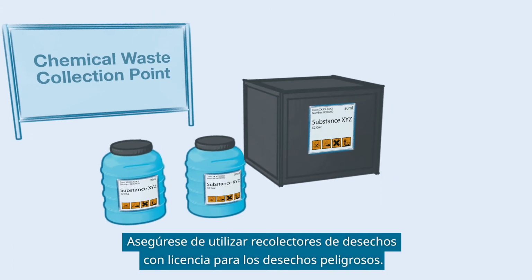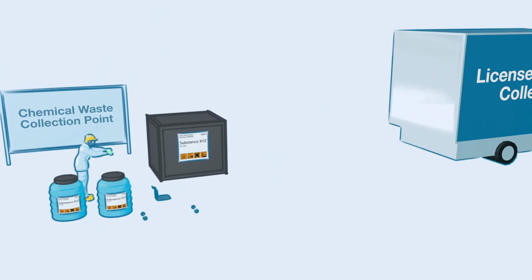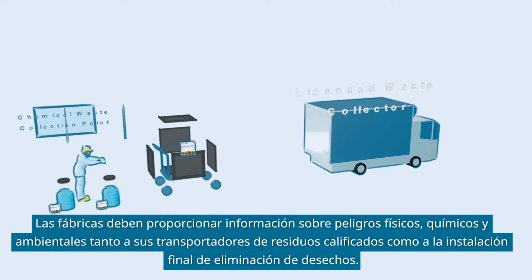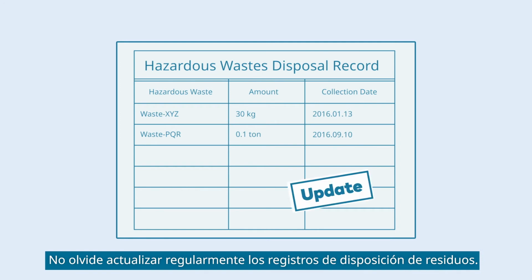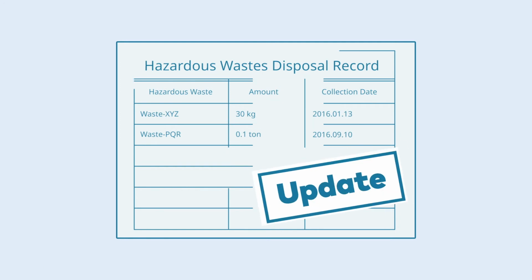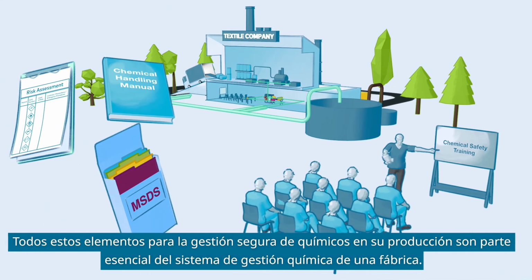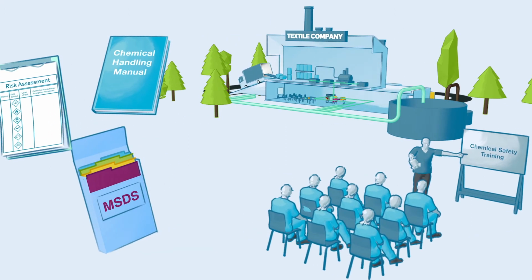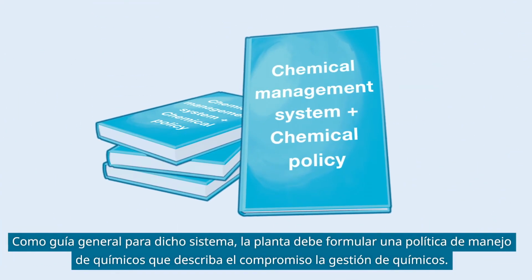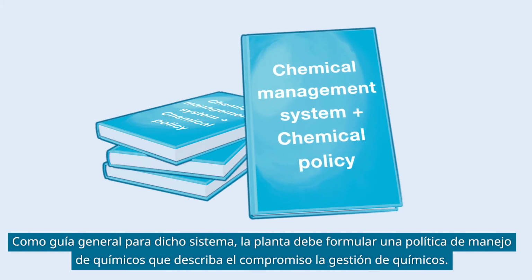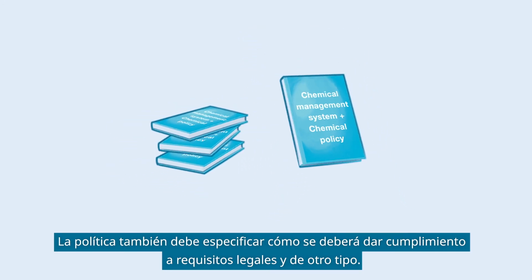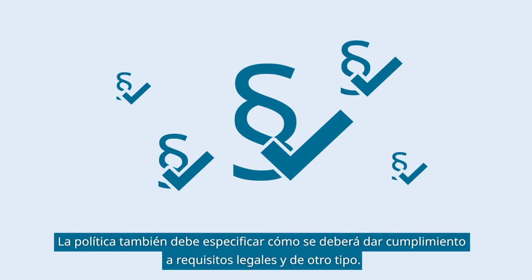Be sure to use licensed waste collectors for these hazardous wastes. Factories must provide physical, chemical, and environmental hazard information to their qualified waste transporters and the final waste disposal facility. Do not forget to regularly update your waste disposal records. All these elements for safely managing chemicals in your production form essential parts of the chemical management system of a factory. As an overall guidance for such system, the factory should formulate a chemical policy that outlines the factory's commitment to chemical management. The policy should also specify how compliance with legal and other requirements is to be achieved.